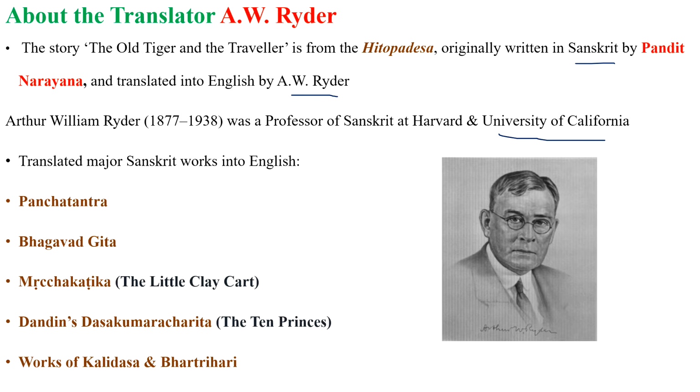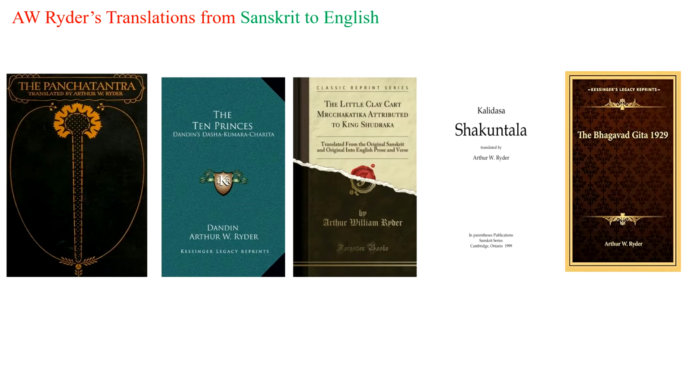They are the Panchatantra, Bhagavad Gita, Mṛcchakaṭika, and Daśakumāracharitra. This Daśakumāracharitra is translated into English, and the title of the translation is The 10 Princes, and Mṛcchakaṭika's title is The Little Clay Cart. He also translated works of Kalidasa, the Sanskrit playwright, and Bhartrihari, the Sanskrit poet. These are author Arthur Ryder's translations from Sanskrit to English.